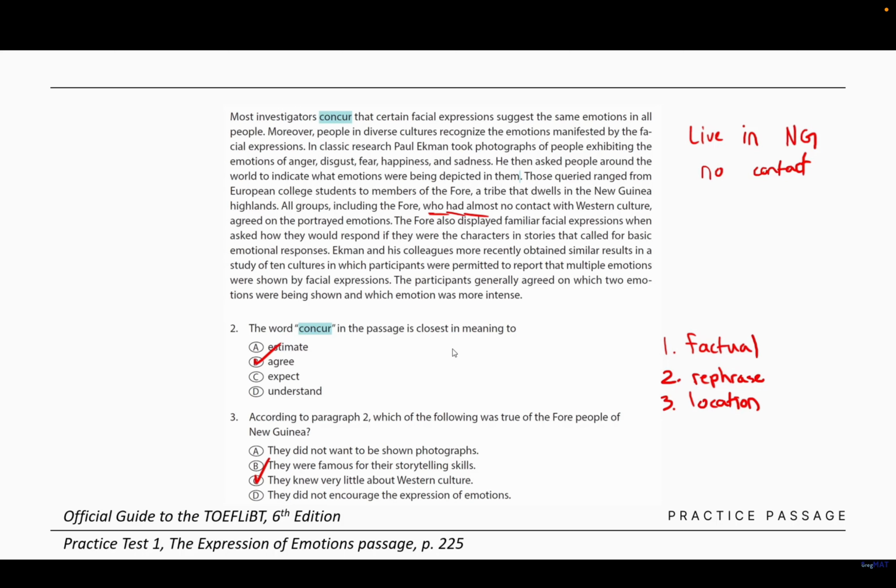Thank you. All right, so that's the factual process, everybody. So number 1, identify it's factual. Number 2, rephrase the question. Number 3, find the location. And then number 4, play the vocab matching game. So the vocab matching game, what exactly do we mean by that? Do you see where it says no contact? What does that match with in C, everybody? Diana, what does that match with in C, no contact? Knew very little. Very good.